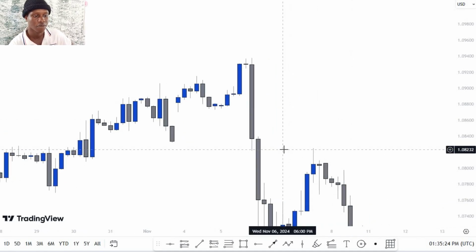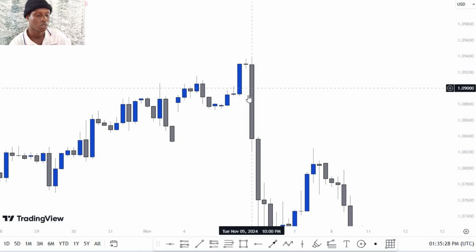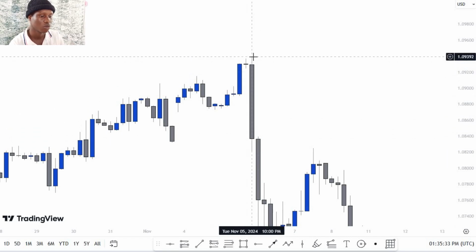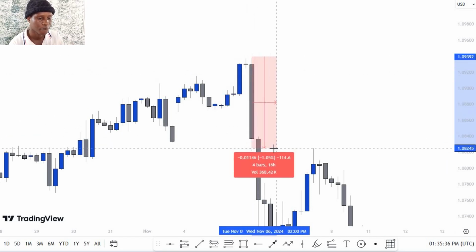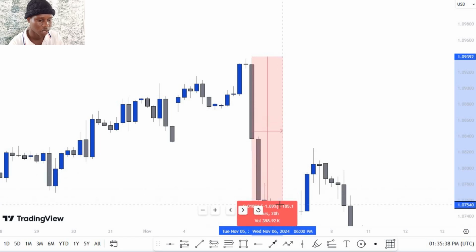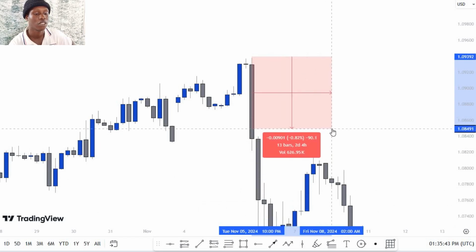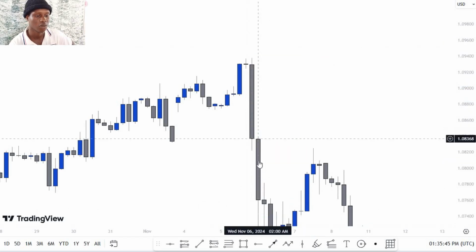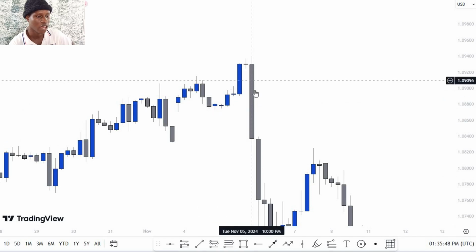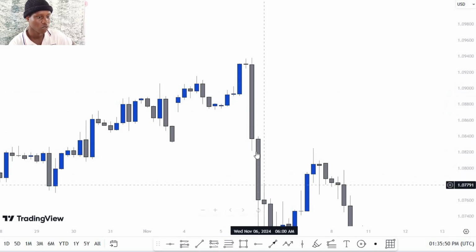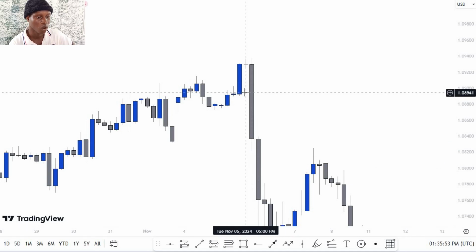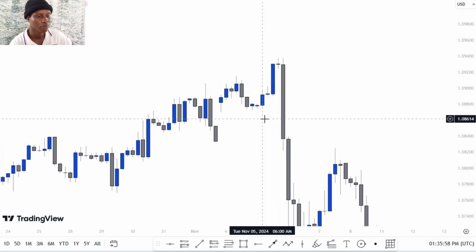How do we identify fair value gap in the market? Like now, you see these two candles. They are very impulsive. You understand? Just two candles give us roughly 200 pips. So that means there is an inefficiency in this price action, and there was a very high impact news during this particular period of time, or maybe there was volatility in the market during this time.